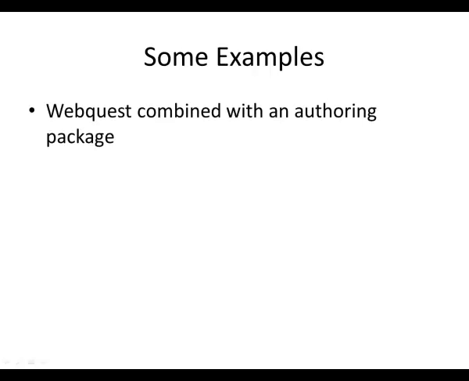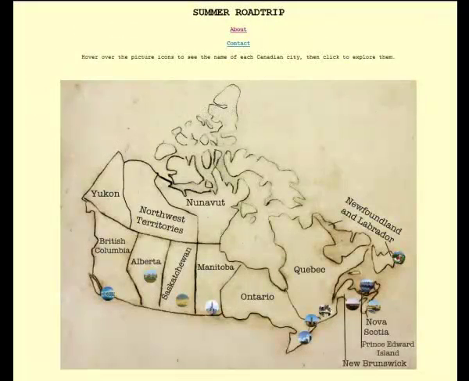Let's look at some examples of the skills you could acquire on this course. Let's look at materials produced for a Semester 1 assignment first. This was done for our Technologies in the 21st Century classroom module. This is a web quest based on a trip across Canada. The web page is very simple and consists of a graphic, in this case a map of Canada, and each city is a link to an activity.